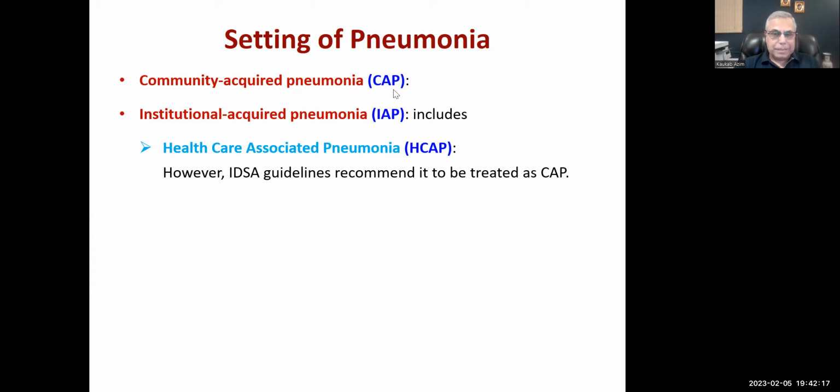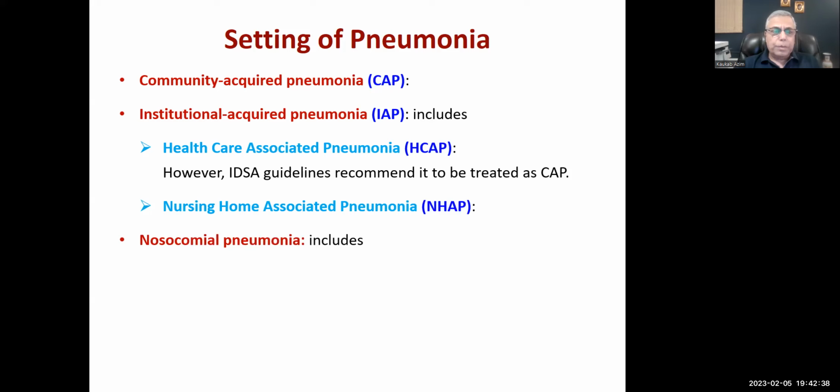So this is healthcare-associated pneumonia, and it is treated as community acquired pneumonia. Then nursing home associated pneumonia, although this is also a healthcare facility, right? So this could also be included in community acquired pneumonia. Anyway, then nosocomial pneumonia, I hope you know that it is also known as hospital acquired pneumonia.